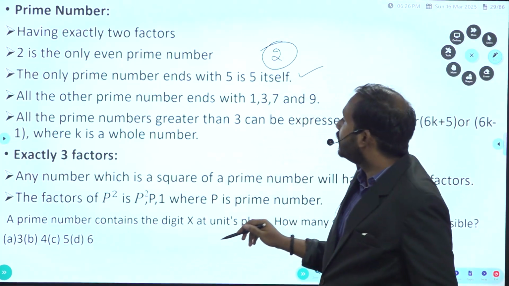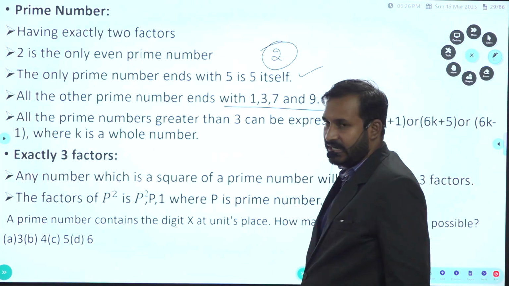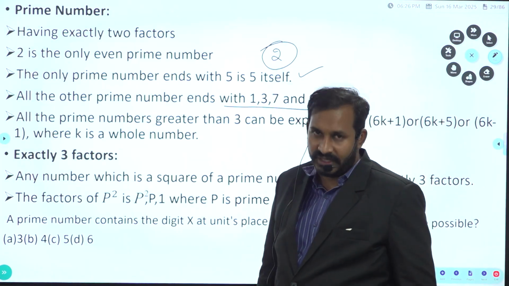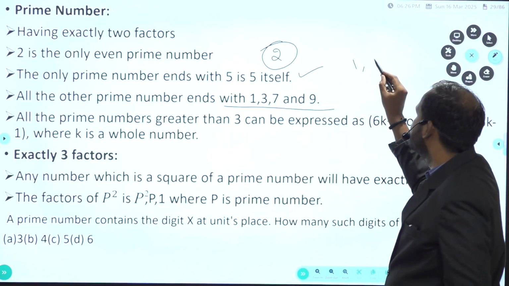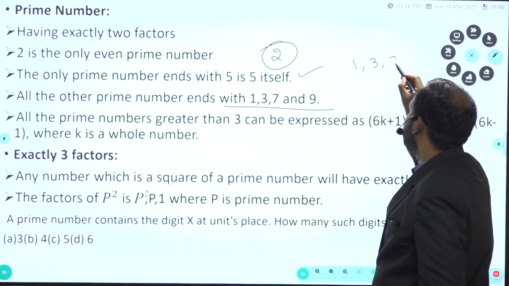Next, all the prime numbers except 2 and 5 end with 1, 3, 7 or 9.